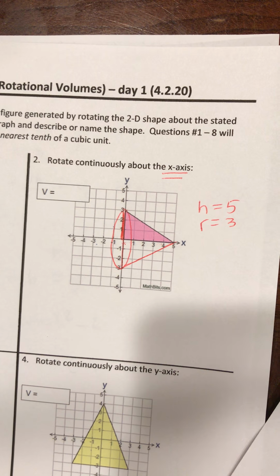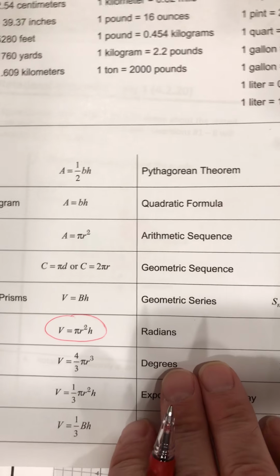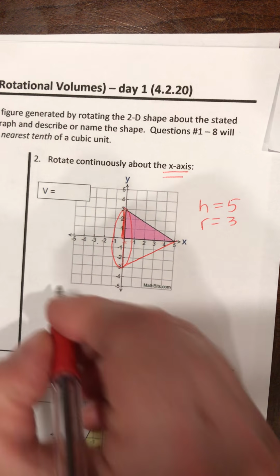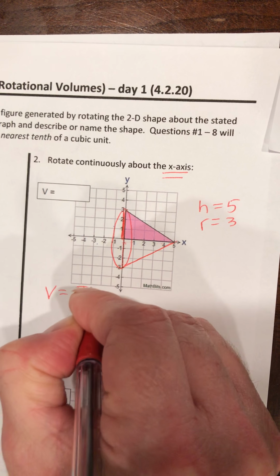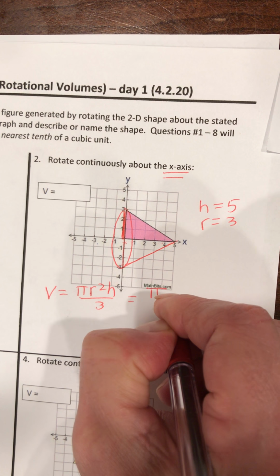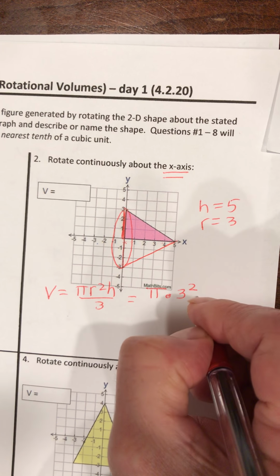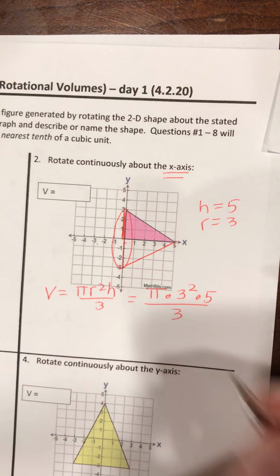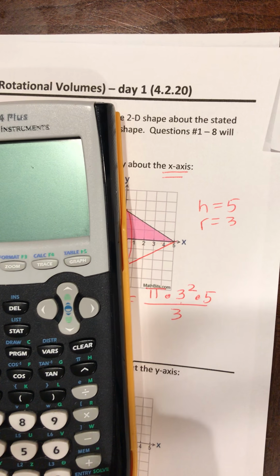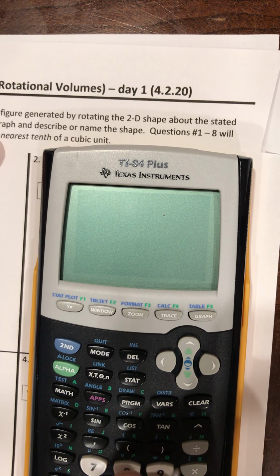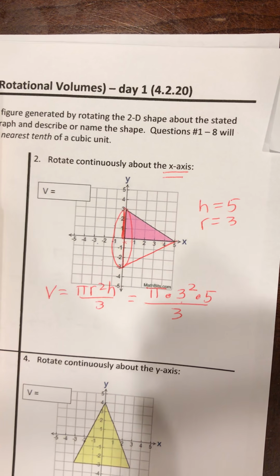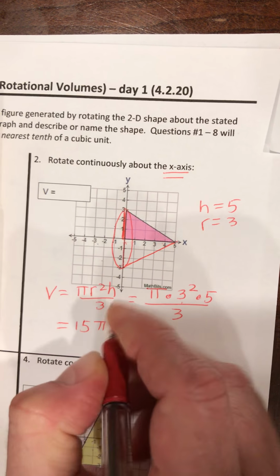Since we have a cone, we're going to go 1/3 pi r squared h, which, remember, we changed to pi r squared h over 3. So that's going to be pi times 3 to the second times our height 5 over 3. And since our radius is a multiple of 3, we know this is going to work out nicely. If I plug it in, it's 3 to the second times 5 divided by 3. The exact volume is 15 pi.